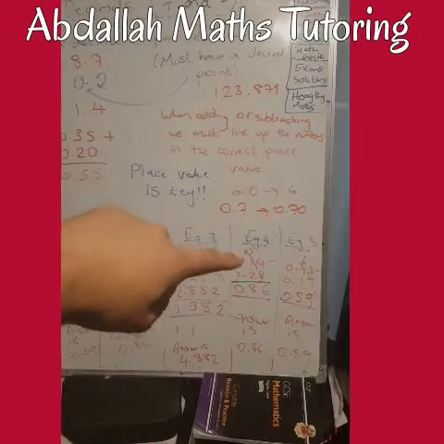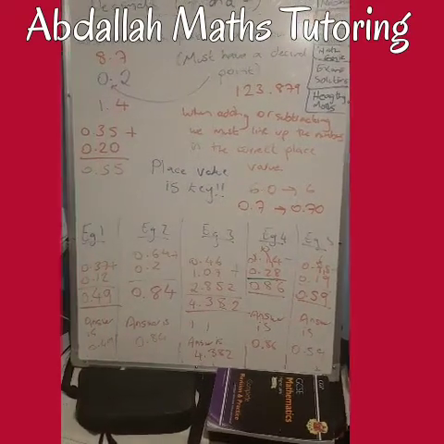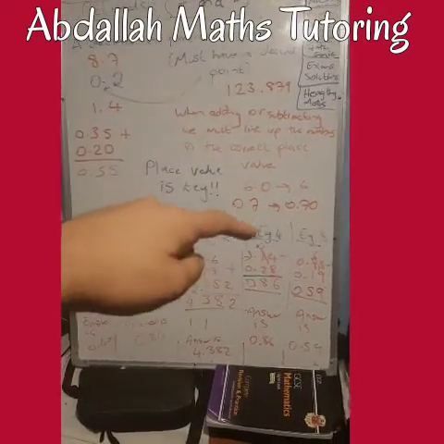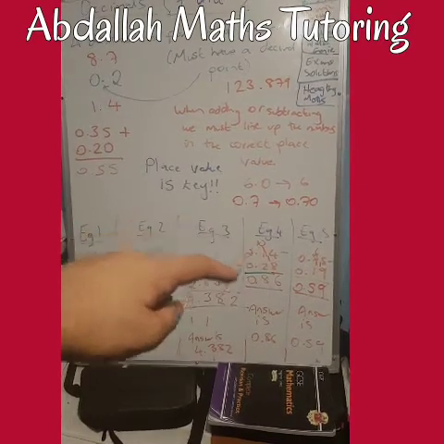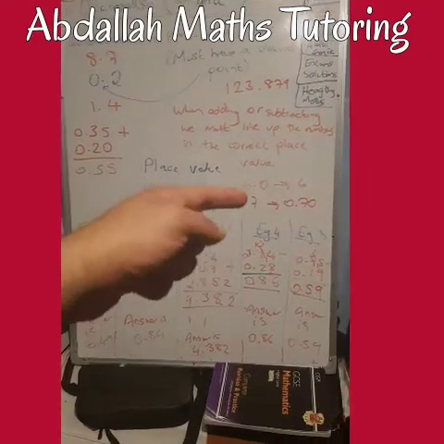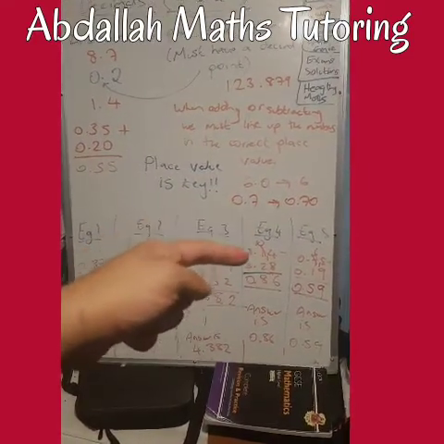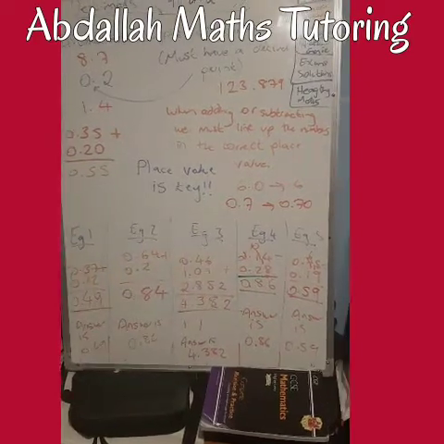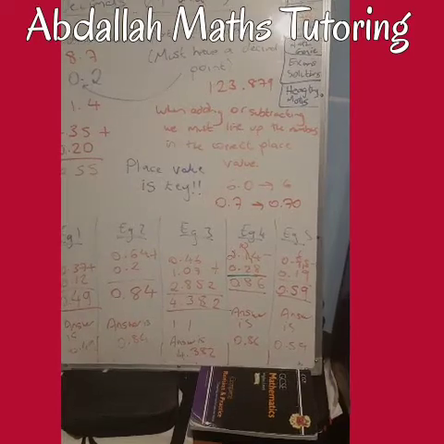Here I've got 4 take away 8, which I can't do, so I have to take off a 1 there. So that now becomes a 0. So it's 14 take away 8, which is 6. 10 take away 2, which is, well, it's a 0 actually, sorry. 0 take away 2 I can't do. So I take off 1 there, so it becomes a 10. 10 take away 2 is going to be 8. 0 take away 0, I'm going to get 0. So the answer is 0.86.